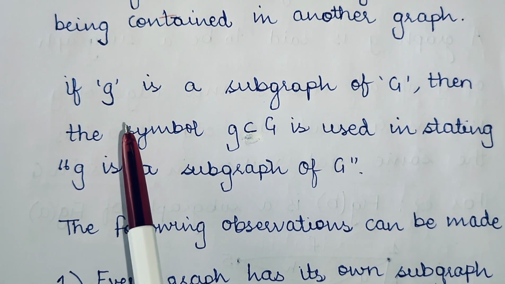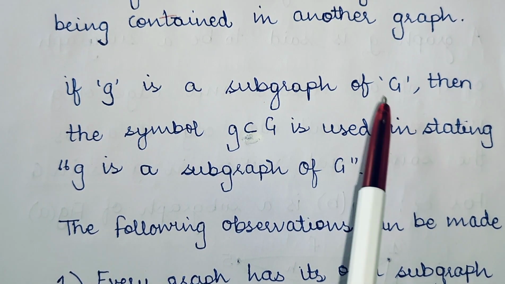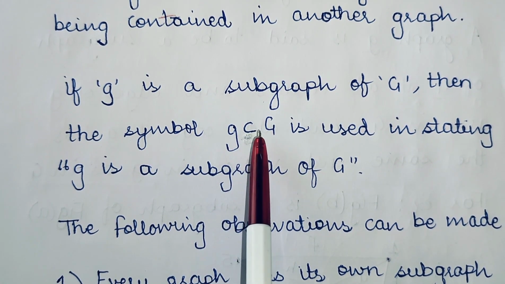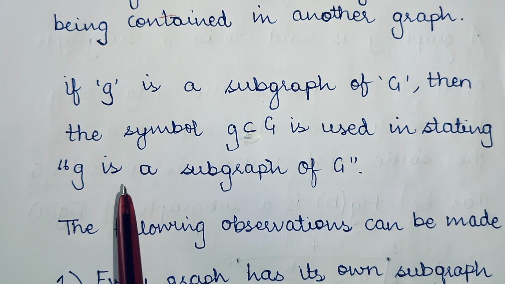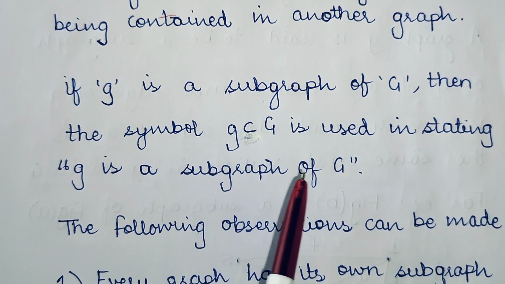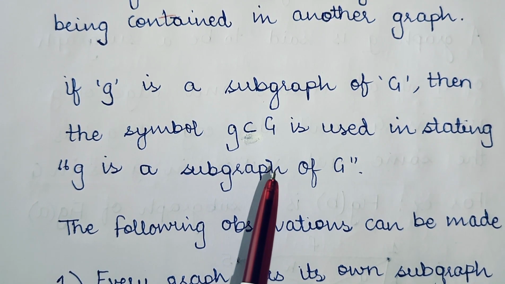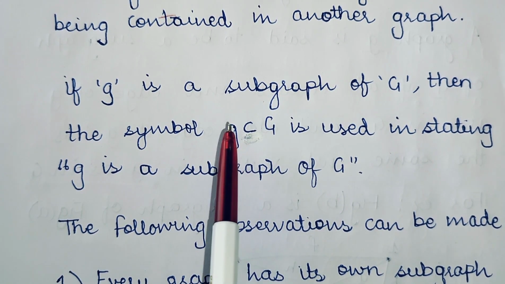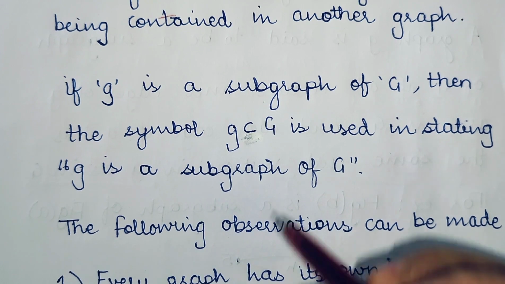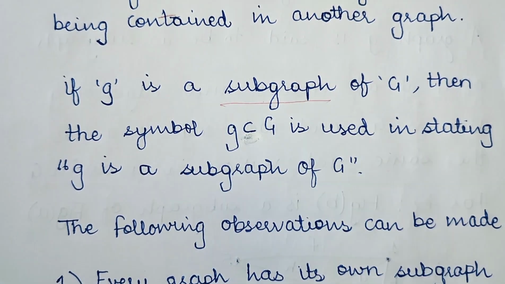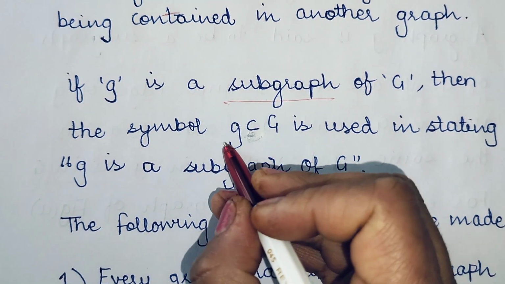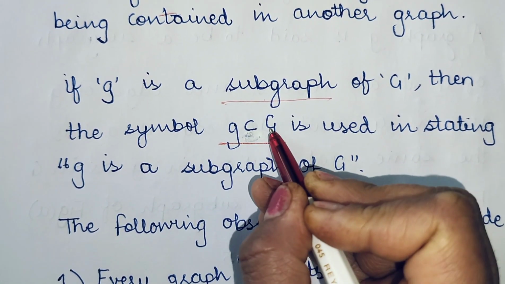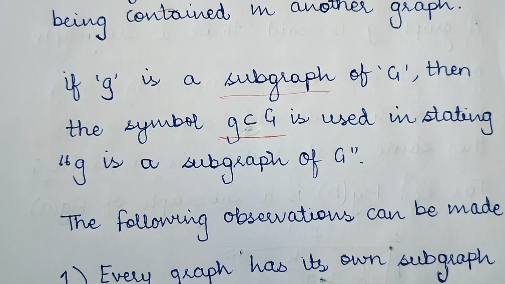So if small g is a subgraph of capital G, then the symbol g ⊆ G, small g is a subset of capital G, is used in stating that small g is a subgraph of capital G. So the same symbol which is used in set theory is used here also, that is, if small g is a subgraph of capital G. So how will you denote it mathematically? You will denote it through this symbol which shows that small g is a subgraph of capital G.